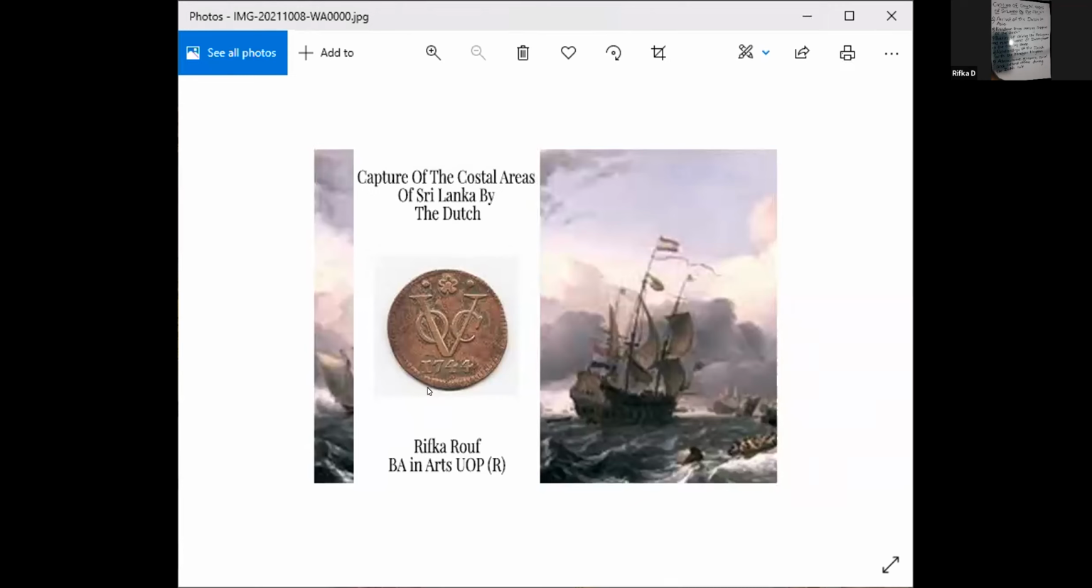Grade 9 is one of the most important grades, because many of the history lessons we have in grade 9 continue in grade 11 also. So, children, if you understand the grade 9 lessons clearly, then when you go to grade 11, the lessons will be very, very easy. So the grade 9 lessons are very important for the O level also.